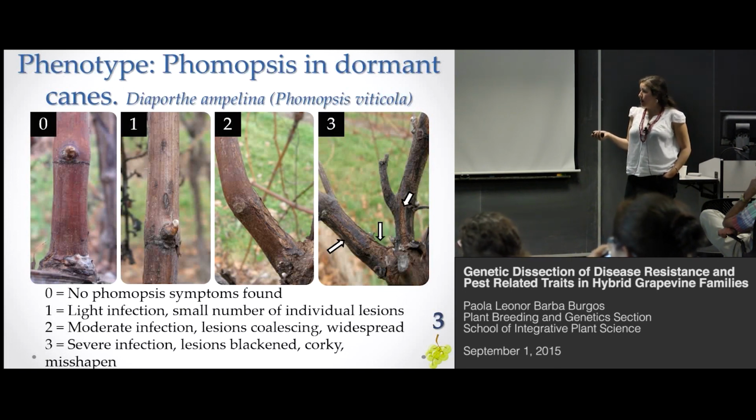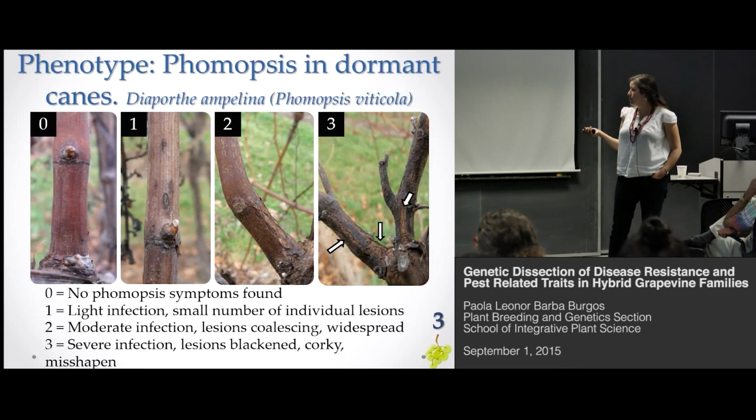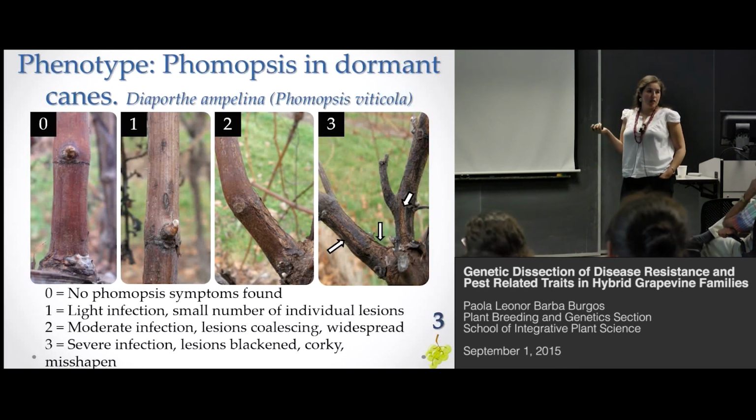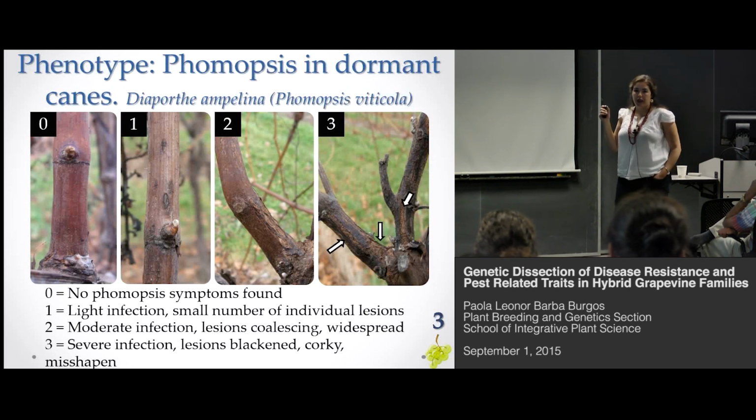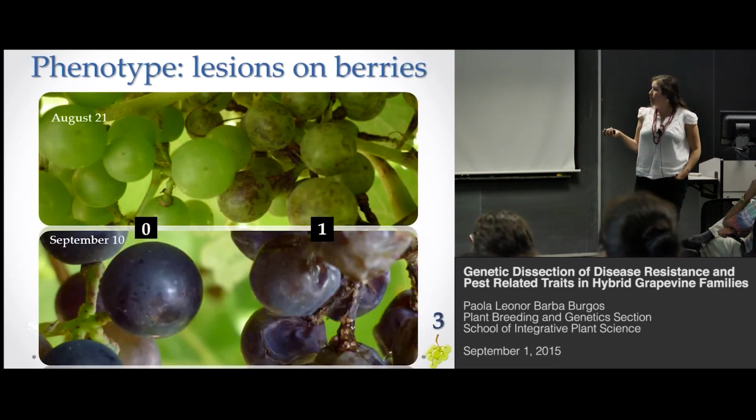And this number 3 is a vine that is pretty well infected. The infection is severe. The lesions are black, and the wood looks corky and misshapen. And if you see this in the field in fall, it looks like someone just burned your vine. It looks really bad, and they really don't stay too long over there.